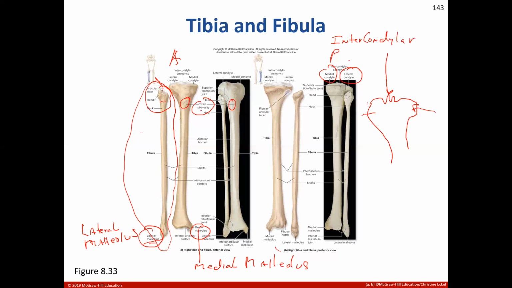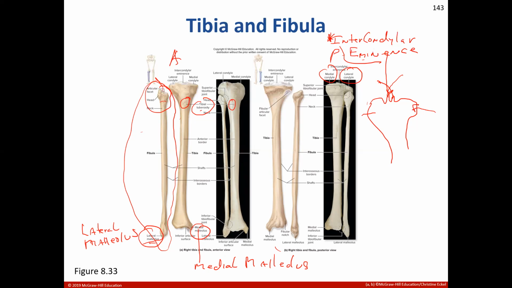And now they throw a cute word in there called eminence. Eminence. That's two M's actually. So the intercondylar eminence are these two little bumps in the middle. So these are going to be points of attachment for what's called the anterior and posterior cruciate ligaments that connect the femur to the tibia. So this is kind of a cute name. Again, I always use the cute names on the practicals.